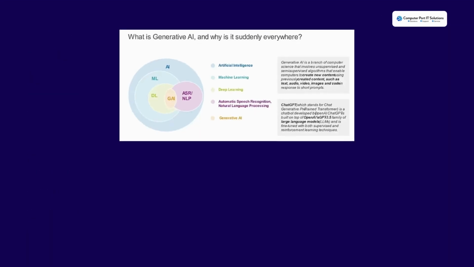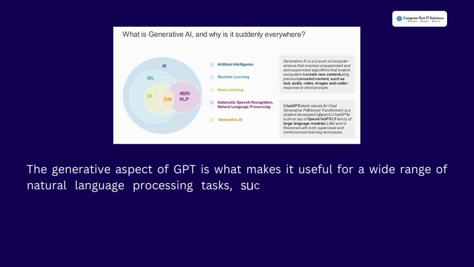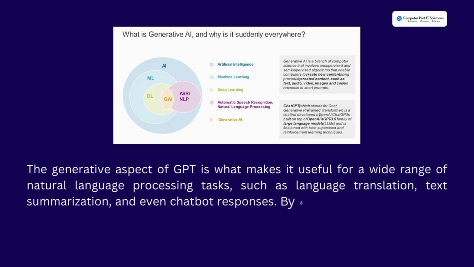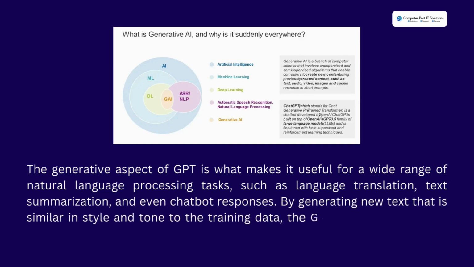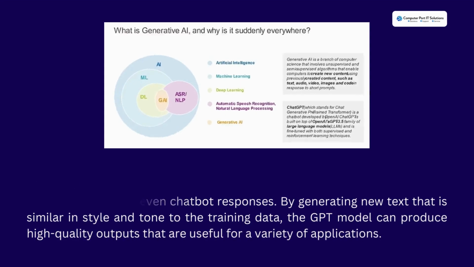particular text before. The generative aspect of GPT is what makes it useful for a wide range of natural language processing tasks, such as language translation, text summarization, and even chatbot responses. By generating new text that is similar in style and tone to the training data, the GPT model can produce high-quality outputs that are useful for a variety of applications.